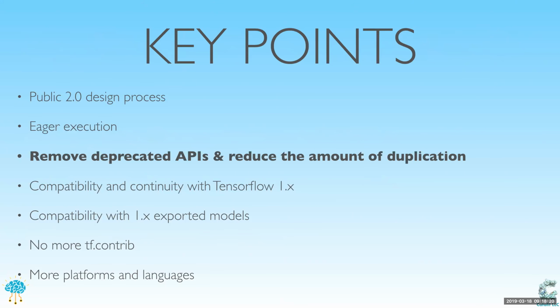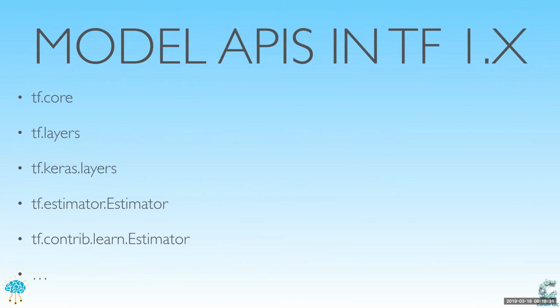The next thing I want to talk about is the removal of deprecated APIs and duplication. In TensorFlow 1.x, there are a number of different ways of doing things. There is the core API, which contains all of the operations on the graph. There is a TensorFlow layers API, which allows you to define models layer by layer. There was introduced a TensorFlow Keras layers, which definitely overlapped with the TF layers API.